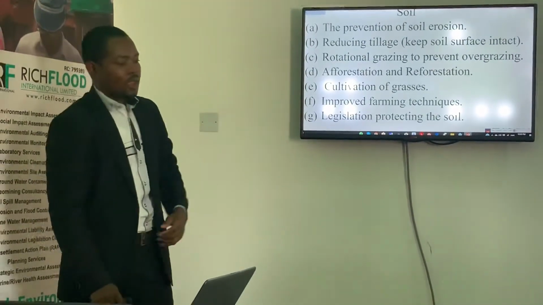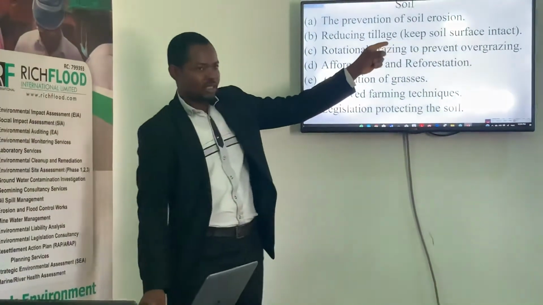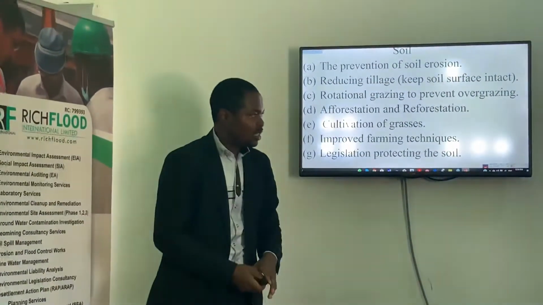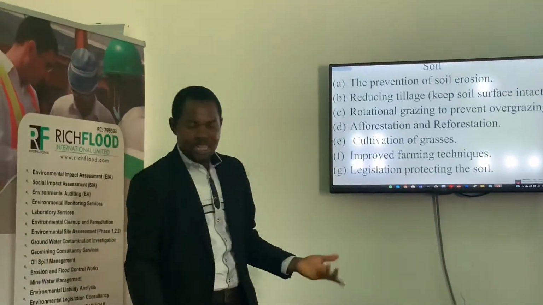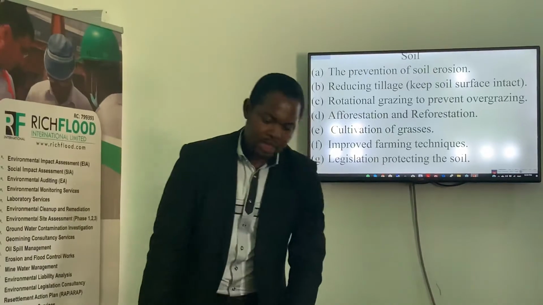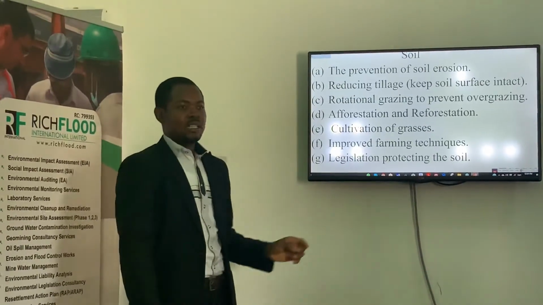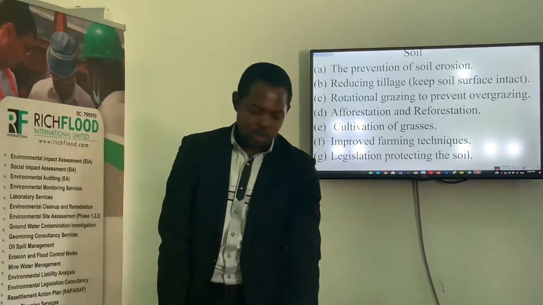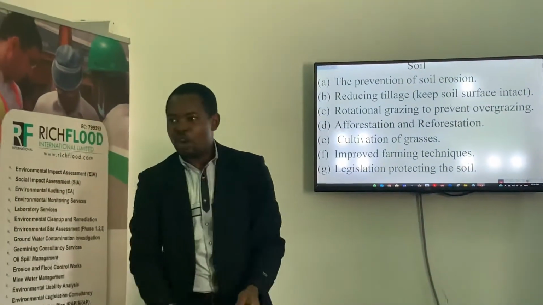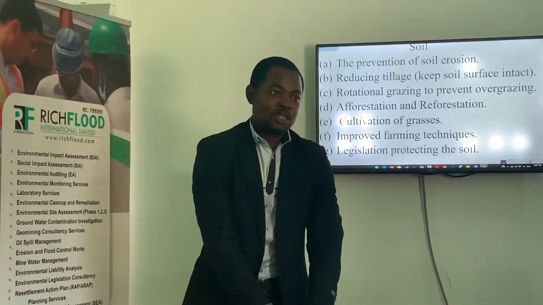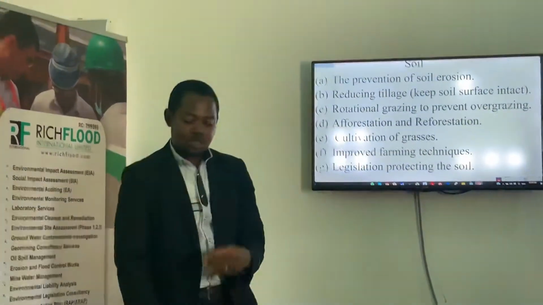Now, for the soil, part of the ways to conserve the soil is prevention of soil erosion, reducing tillage. If we say reducing tillage, then somebody will ask, then how do we farm? That is, keep the soil surface intact. It is not important for you to destroy the whole ground. That is why during EIA, they always insist, restrict your developmental work to the area you are to use. If you have acquired a mining lease of, say, one football field, and all you are using is just the dimension of the goalposts, there's no need clearing everywhere. Just restrict to the particular area where your developmental work is to take place.